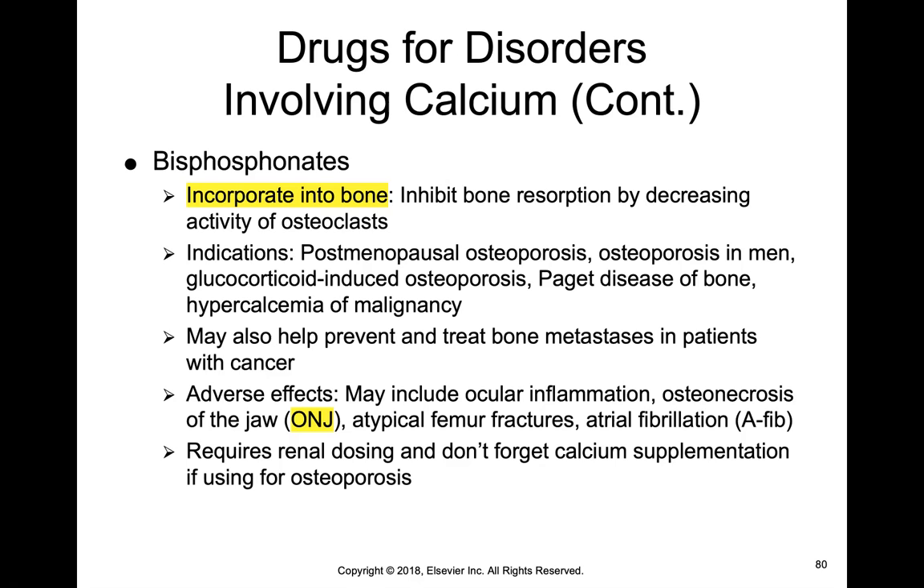The bad thing about bisphosphonates is that it does require renal dosing, and so you want to be cognizant of that. And then because bisphosphonates can decrease calcium, you want to make sure you give that patient calcium supplementation if they're using it chronically for osteoporosis.